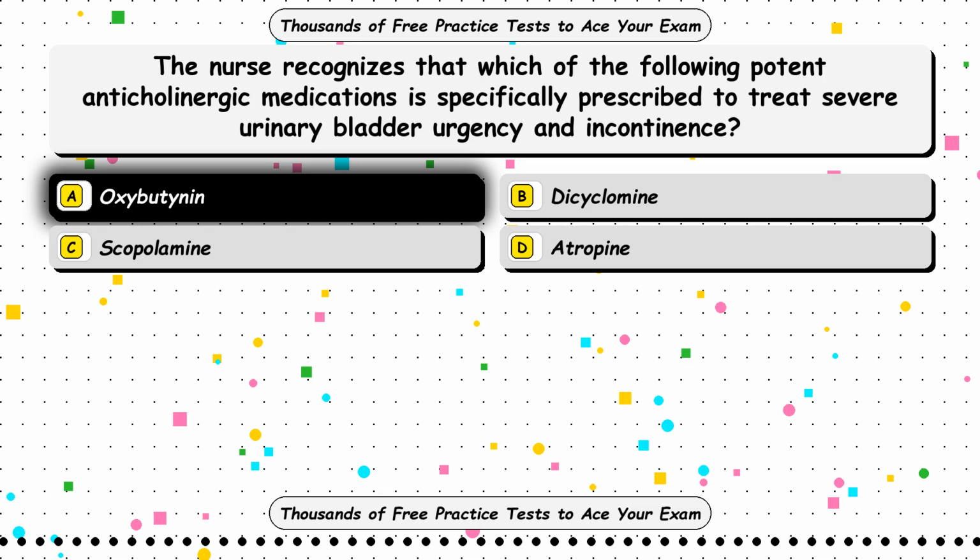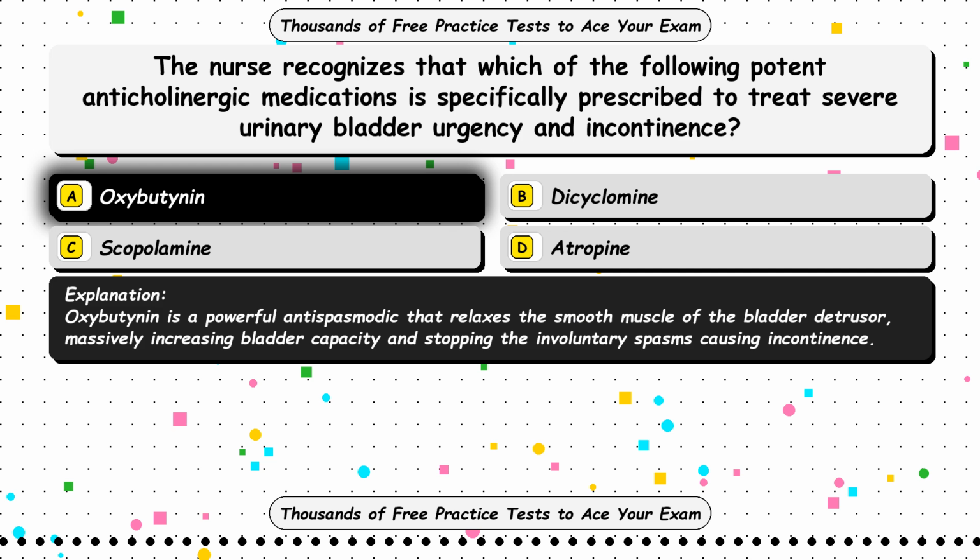The correct answer is option A, oxybutynin. Oxybutynin is a powerful antispasmodic that relaxes the smooth muscle of the bladder detrusor, massively increasing bladder capacity and stopping the involuntary spasms causing incontinence.